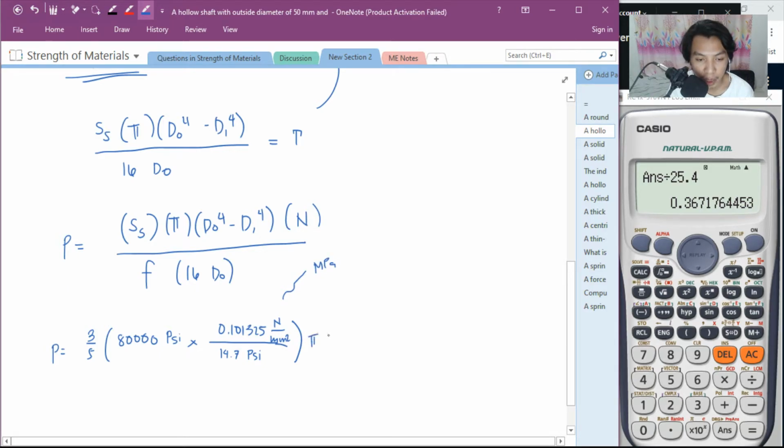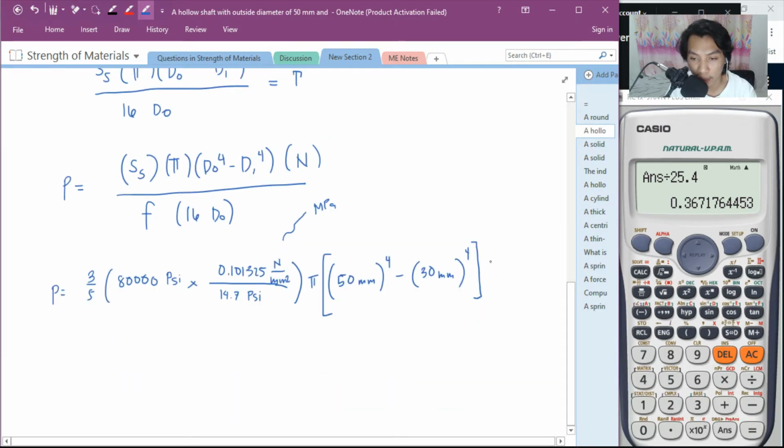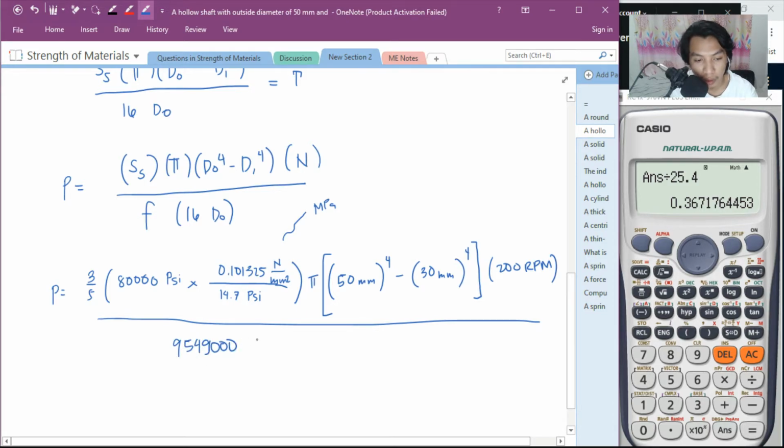Tapos, multiplied to pi, multiplied to DO. Ano yung DO mo dyan? That is 50 mm to the fourth minus 30 mm to the fourth. You multiply it with N. Ilan ba yung N mo dyan? 200 RPM. Divided by the factor. Yung 9549 since that is SI. 1, 2, 3 Newton, millimeter, RPM, per kilowatt. Yan. Times 16, times yung DO that is 50 mm.